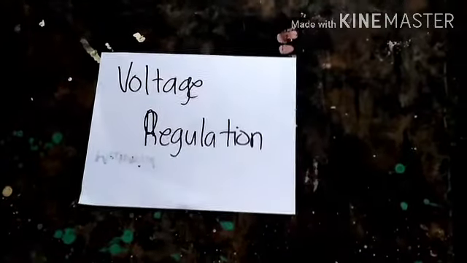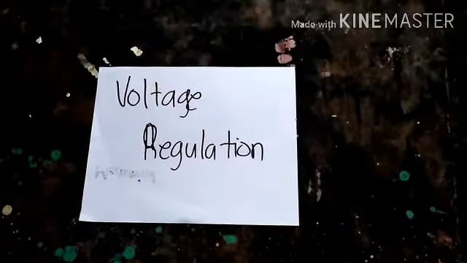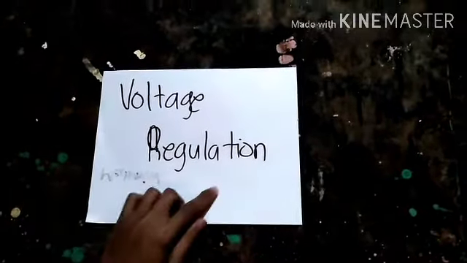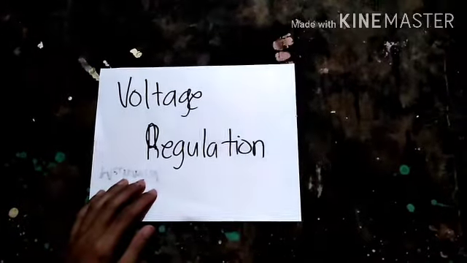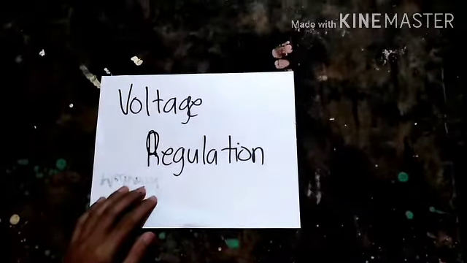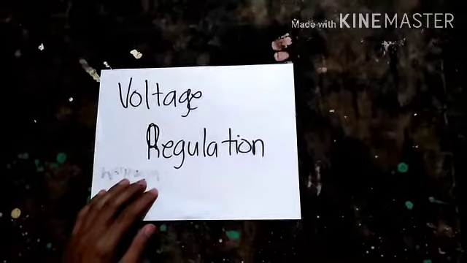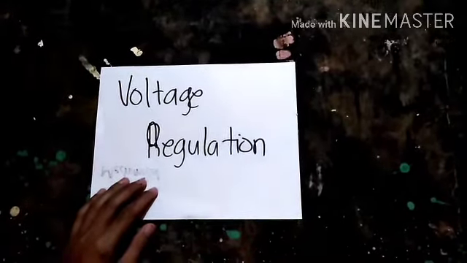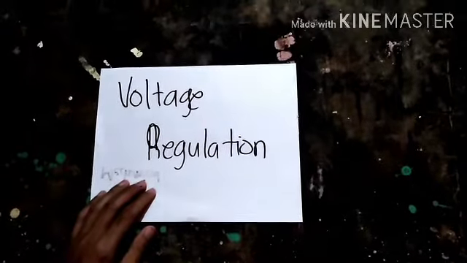Part 1, number 3. What refers to the change in terminal voltage between full load and no load? Voltage regulation. What is voltage regulation? Particularly in power engineering, voltage regulation is a measure of change in the voltage magnitude between the sending and receiving end of a component, such as a transmission or distribution line.